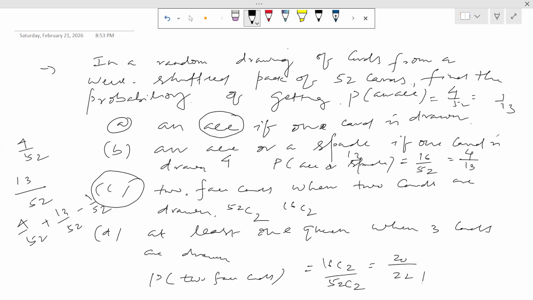At least one queen when 3 cards are drawn. So basically, Sir, I have a doubt. Sir, face card, how many face cards? 16 face cards are there, sir? Yes. Okay. It means the J, K and Q face cards. A, Q and A. Okay.